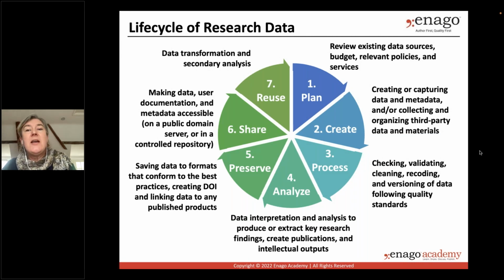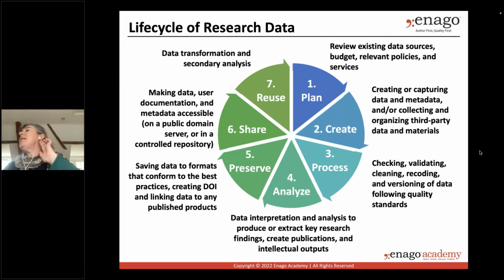So thinking about this life cycle, you generally would start with a plan, which can include reviewing existing data sources, addressing informed consent, thinking about costs, and producing a data management plan. Then you've got the creating phase, where you're actually designing the research, filling in the details of the data management plan. You're getting your consent, and you're doing your data collection and management. You're capturing and creating metadata.